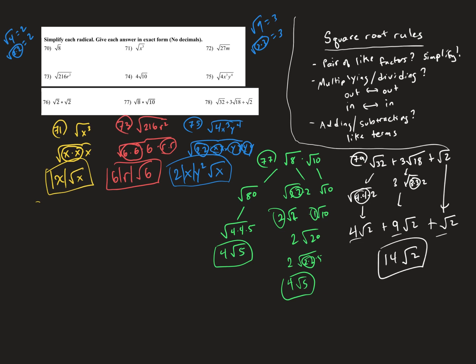Same thing happens here. So again, simplify square roots by looking for pairs of like factors. When you're multiplying and dividing, you multiply outside times outside, inside times inside. You can simplify first or simplify after. And adding and subtracting, you need like terms, but you need to simplify before you stop.